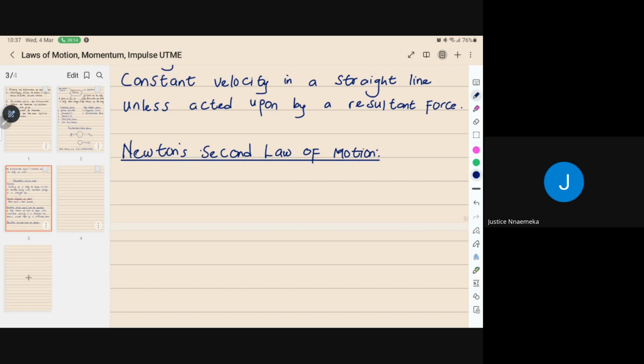All right, Newton's second law of motion. That law says that the change of momentum is proportional to the applied force, and it occurs in the direction of the force. So let's do a little bit of proving, so that we have a context for Newton's law of motion.